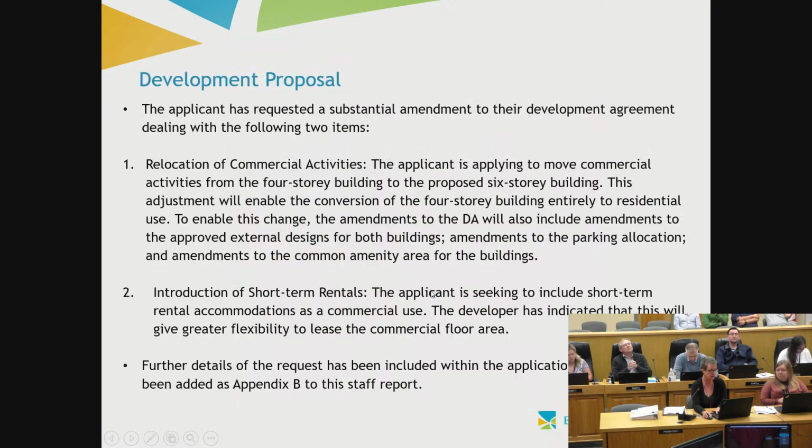So the applicant has requested a substantial amendment to their development agreement dealing with two items. The first item is the relocation of the commercial activities. The applicant is applying to move commercial activities from this four-story building to the proposed six-story building. This adjustment will enable the conversion of the four-story building entirely to residential use.